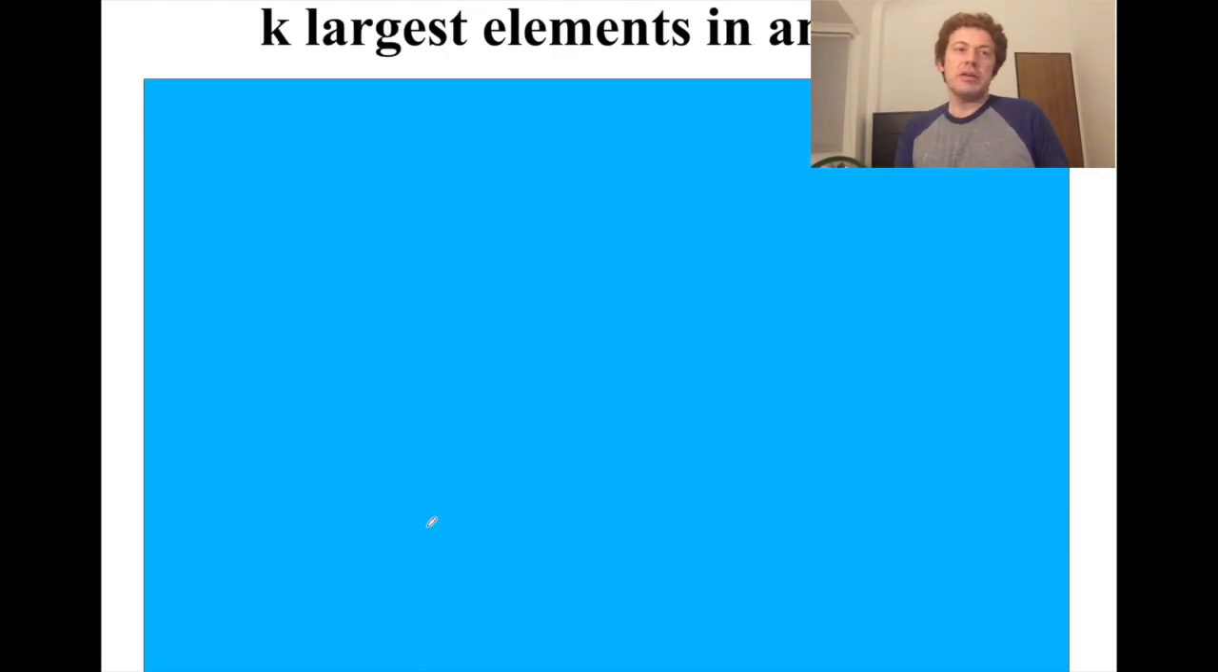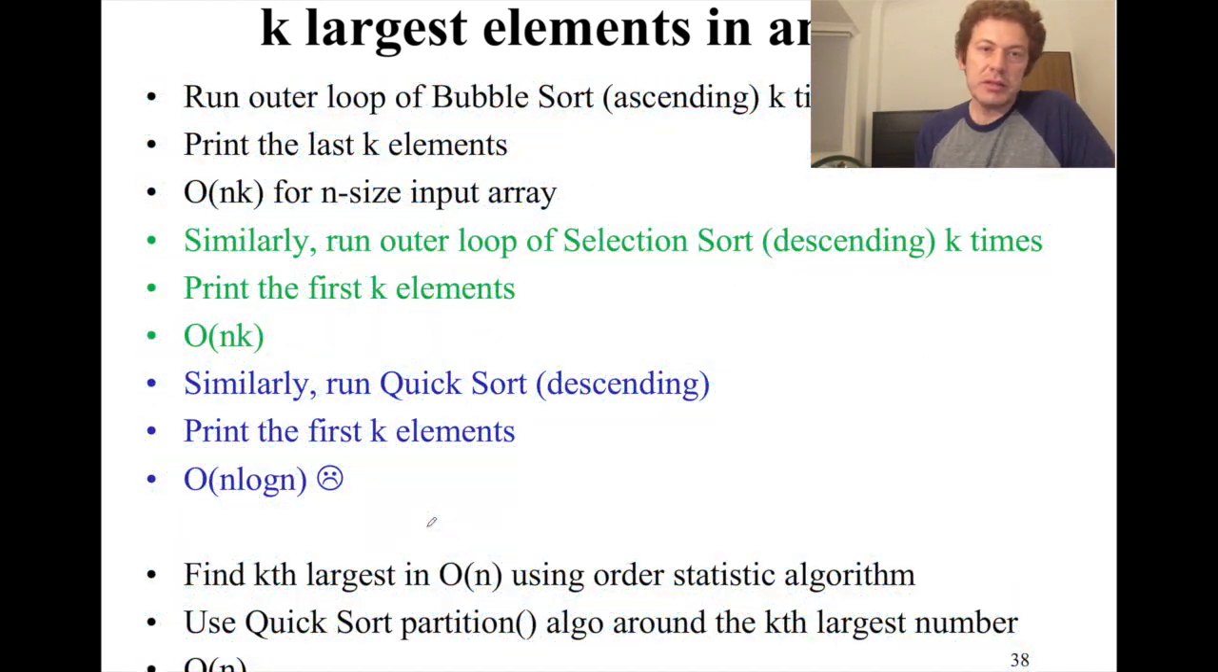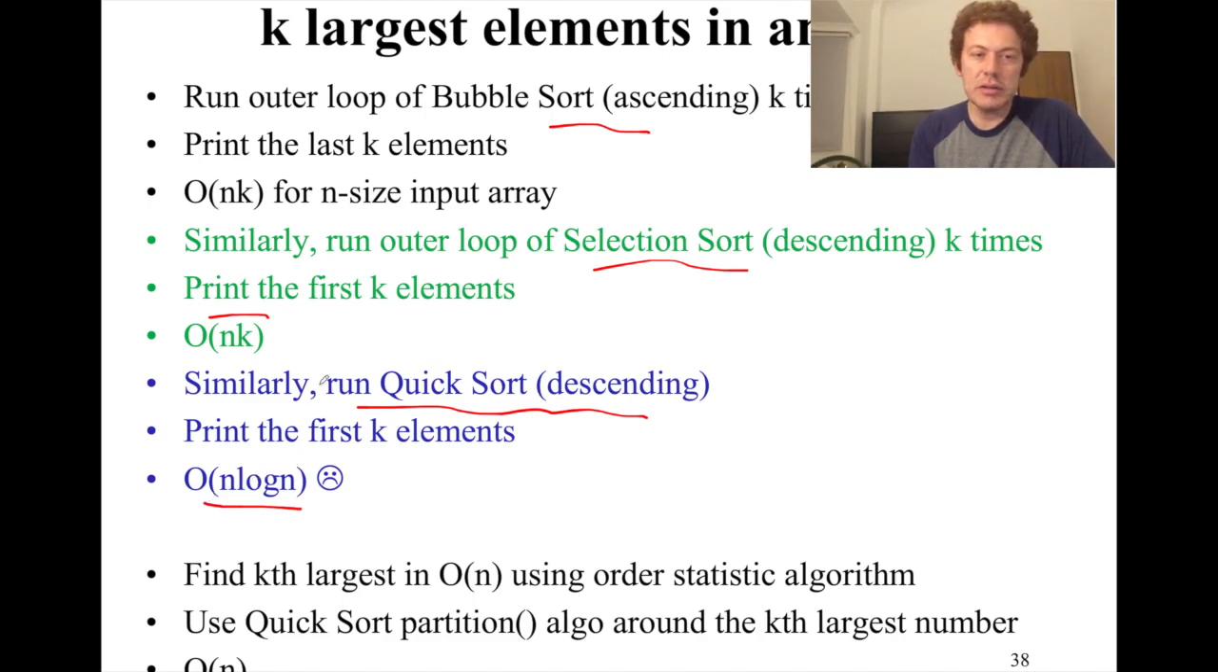Let's do more applications. K largest elements in an array. First thing that comes to mind, find max k times, so O(nk), right? And some trivial sorting algorithms are already doing that, so just break them early. Or do a more sophisticated sorting algorithm and sort everything and then select the first k. So it takes n log n time.